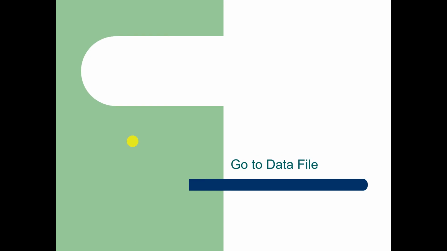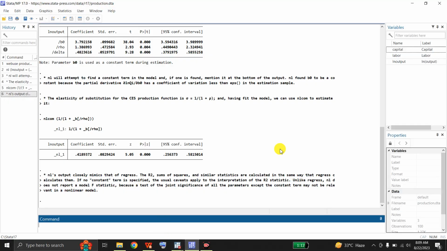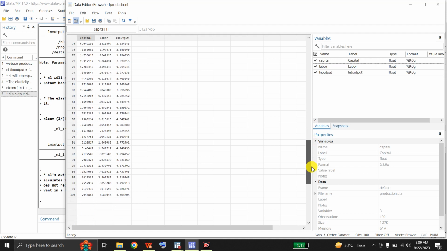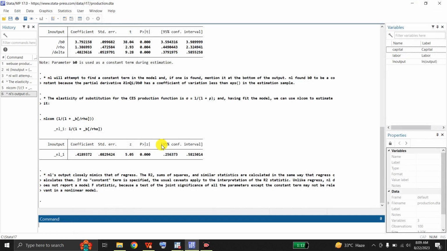In order to show that, let me go to Stata, and I have opened my file already here. These are the three variables. One is the capital, this is labor, and this is log of output, and I can show this in the data editor. These are the various values. The first variable is capital, the second variable is labor, and finally we have log of output, and there are 100 observations for this data set.